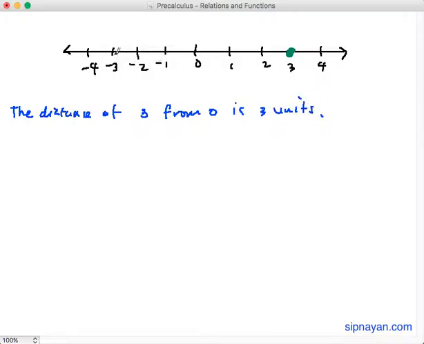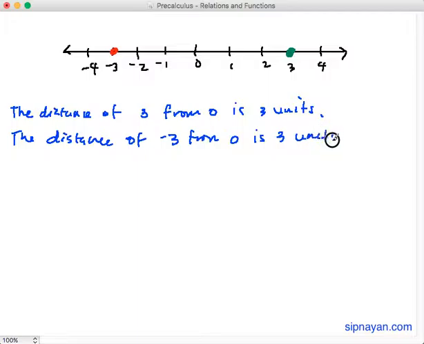Now, paano naman yung negative 3? Now, 3 units pa rin, di ba? The distance of negative 3 from 0 is... negative 3? Oh, sorry. Not negative 3, but 3 units.